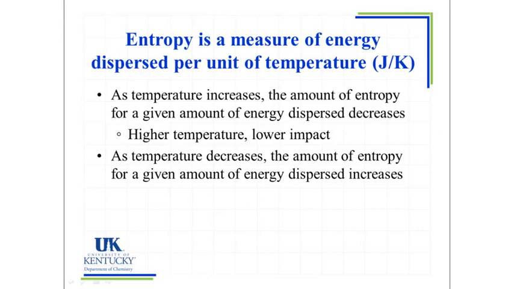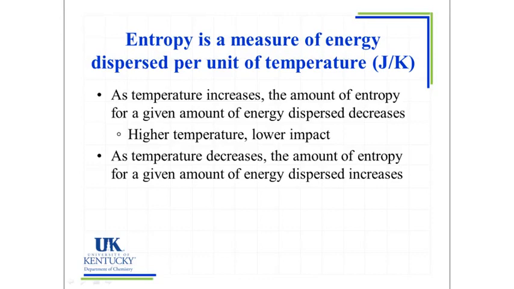So remember that entropy tells us about the dispersal of energy, and the qualitative value tells us that entropy is a measure of energy dispersed per unit of temperature. As the temperature increases, the amount of entropy for a given amount of energy dispersed decreases. Therefore, something at a higher temperature has a lower impact and will not change the delta S of the system as much. As the temperature decreases or drops, the amount of entropy for a given amount of energy dispersed increases. This means that at a lower temperature, we have a higher impact.